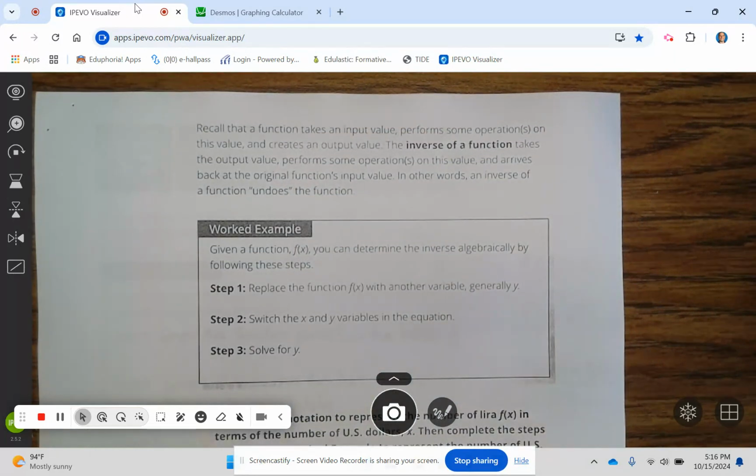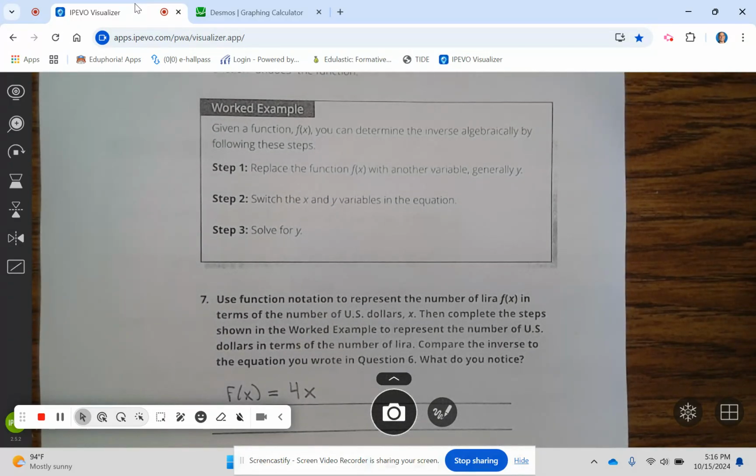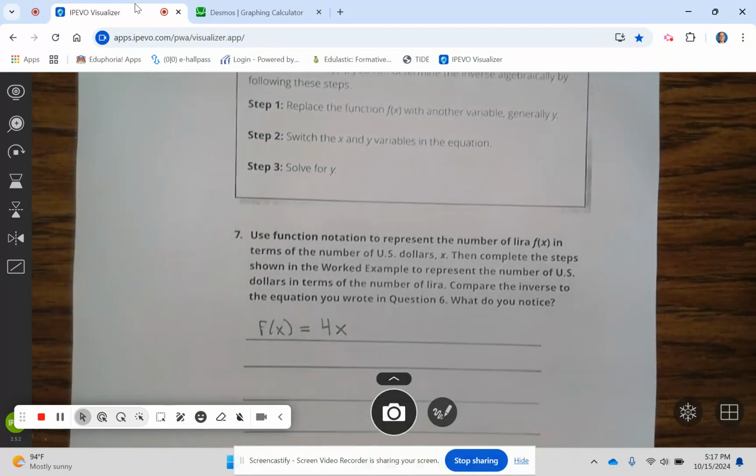Recall that a function takes an input value, performs some operation on this value, and creates an output value. The inverse of a function takes the output value, performs some operation on this value, and arrives back at the original function input value. In other words, an inverse of a function undoes the function. Worked example. Given a function f of x, you can determine the inverse algebraically by following these steps. Step 1. Replace the function f of x with another variable, generally y. Step 2. Switch x and y variables in this equation. Step 3. Solve for y.